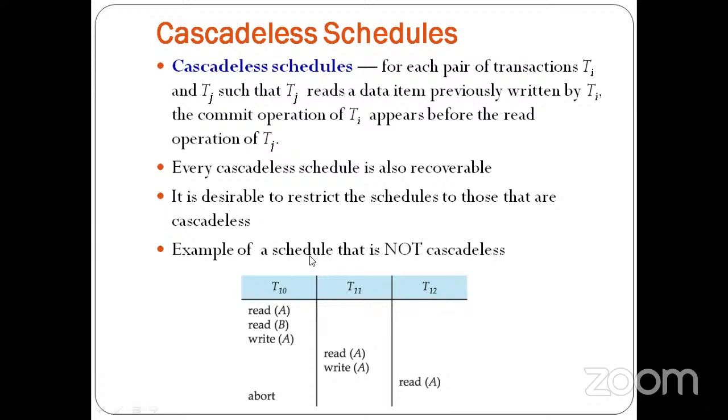An example of a schedule that is not cascadeless. Here T10, T11, T12, the same example we saw earlier. Read A happens, then read B, next write A, then abort happens. T11 read A, write B, write A, and T12 also reads A.